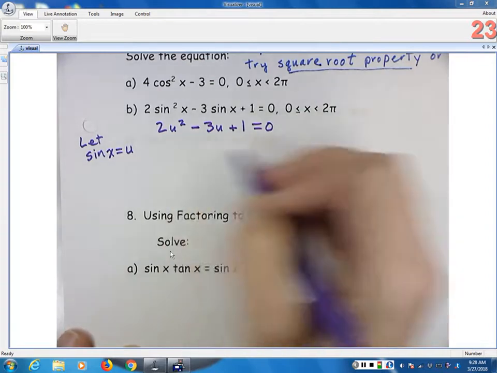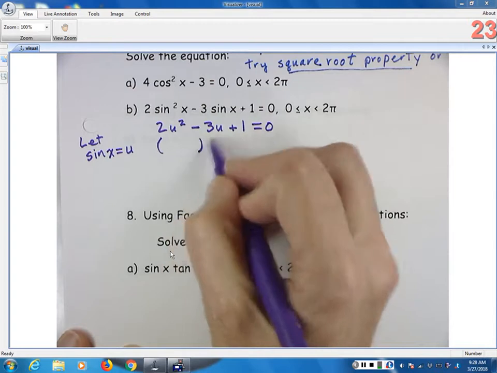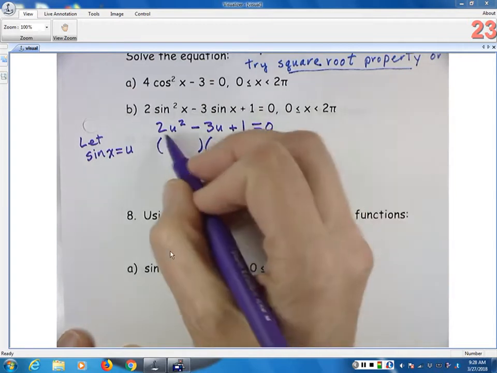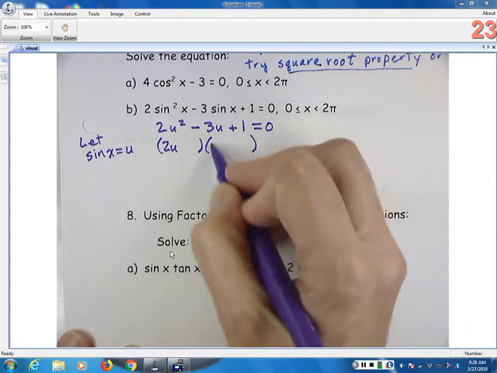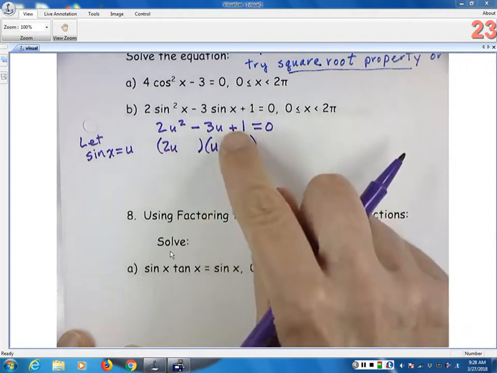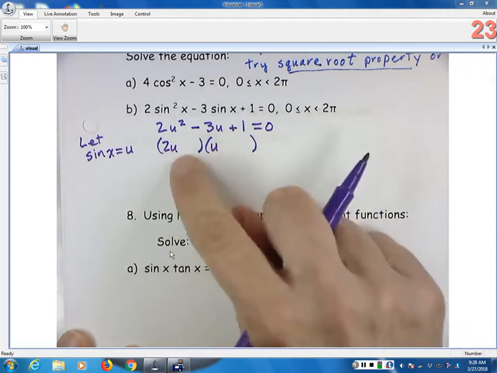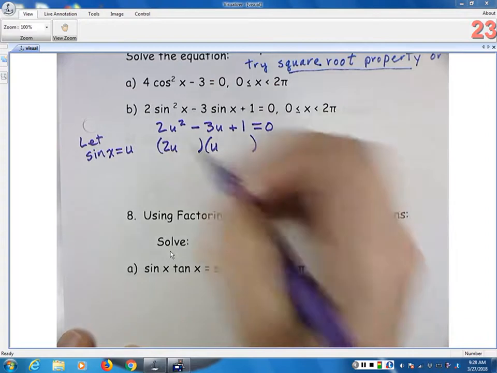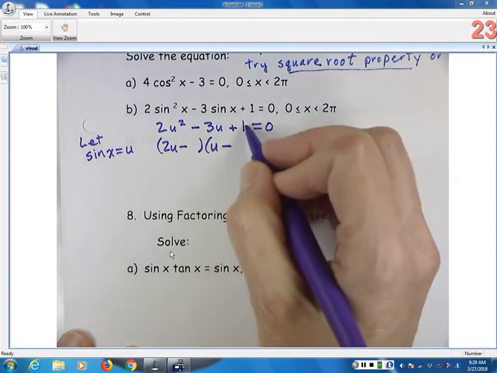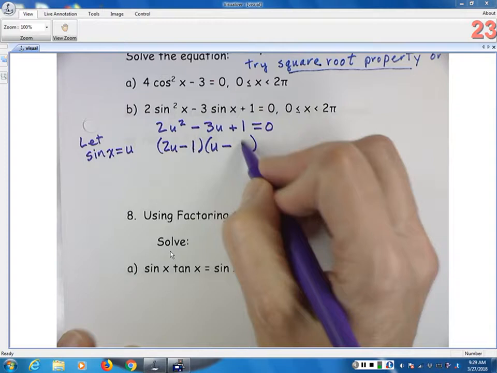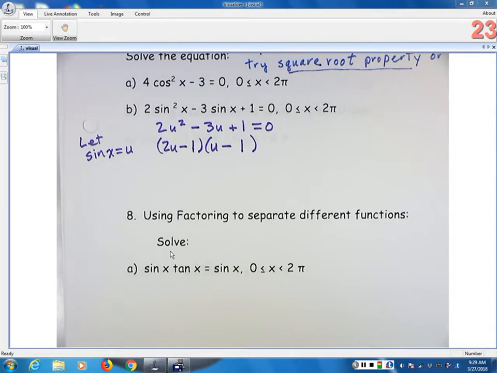We're going to factor this. The only way 2u squared is going to factor is 2u and u. We have a positive sign here, which means the signs in the factors have to be the same. Negative in the middle means they're negatives. And the only way that 1 factors is 1 and 1. 1 times 1 is 1. And you can check that it works.